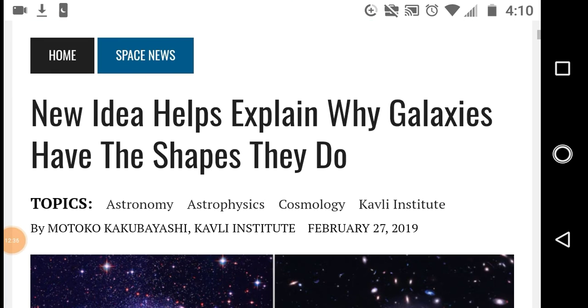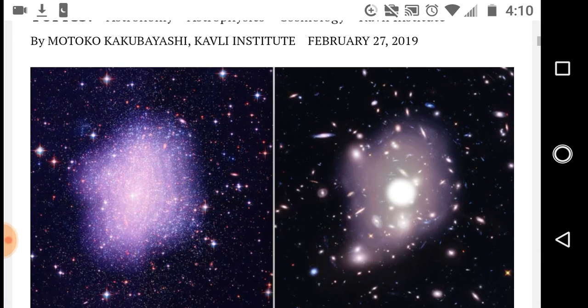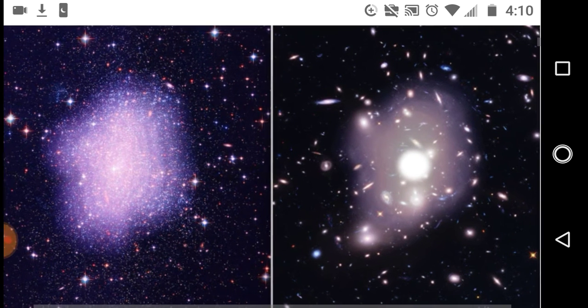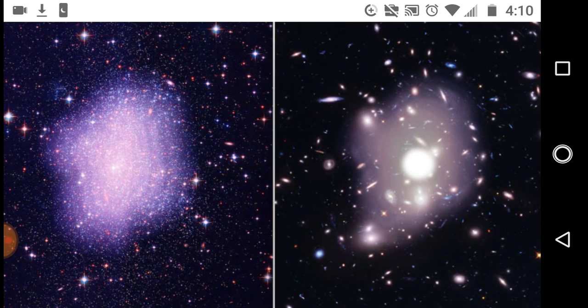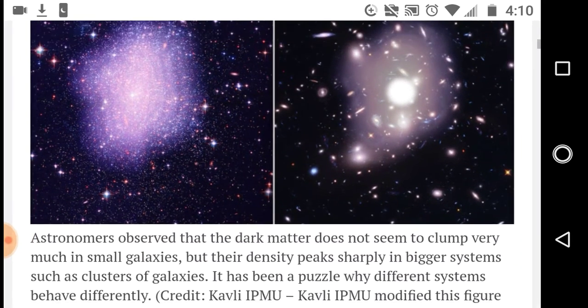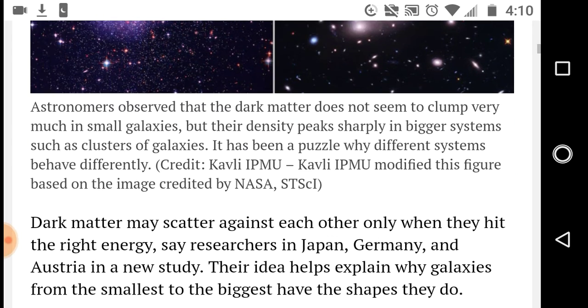New idea helps explain why galaxies have the shapes they do. Oh, all right. Must be using plasma filaments and ionized dust lanes and magnetic fields and all that sort of stuff, right? Oh. No.